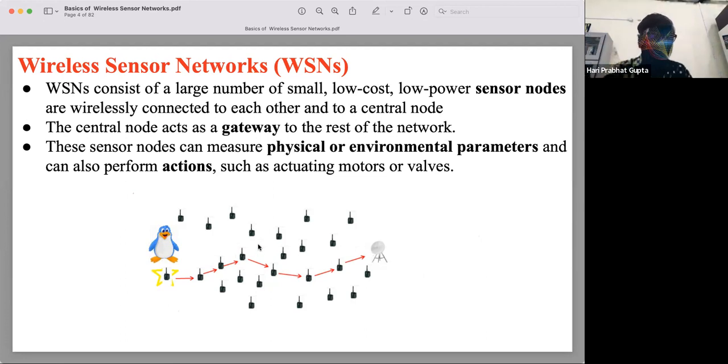And what is the role of these sensor nodes? They sense the physical or environmental parameters for some action. So this is the basic definition of the wireless sensor network.